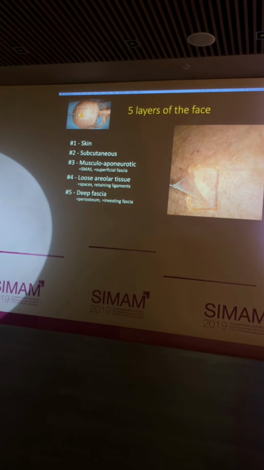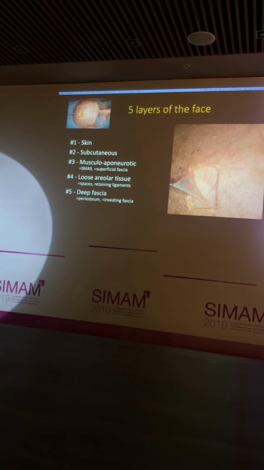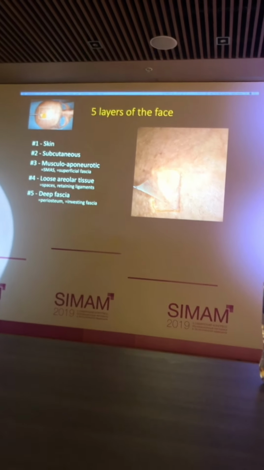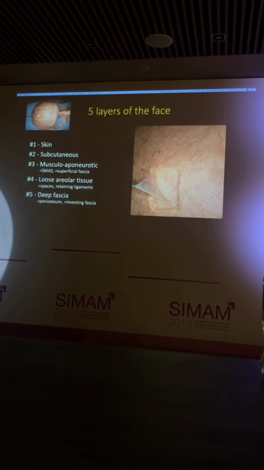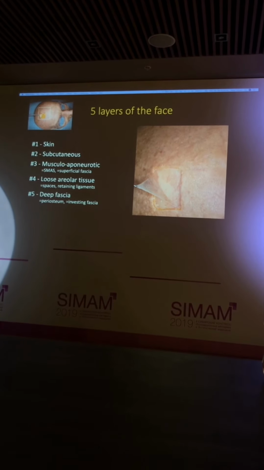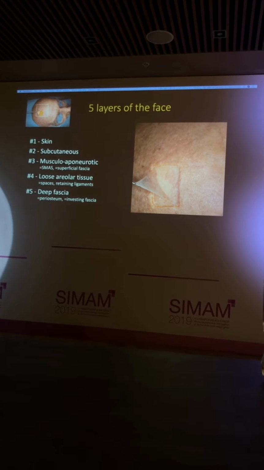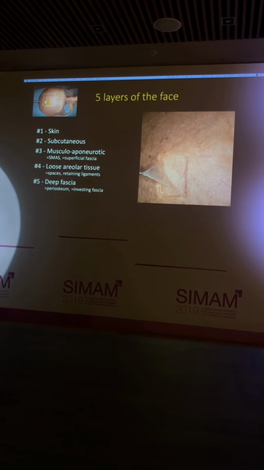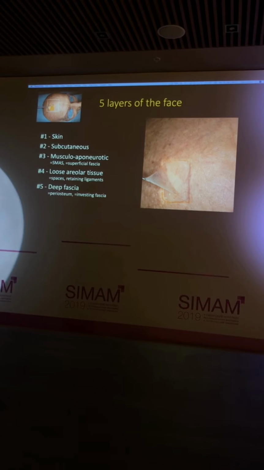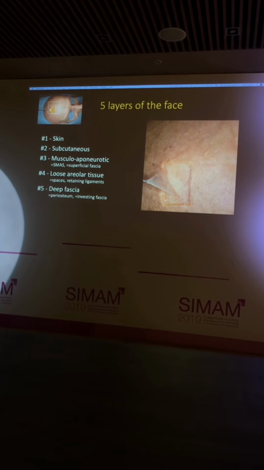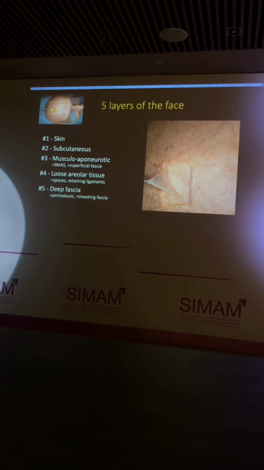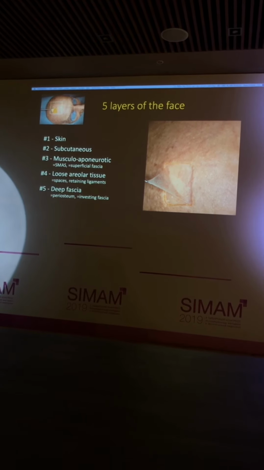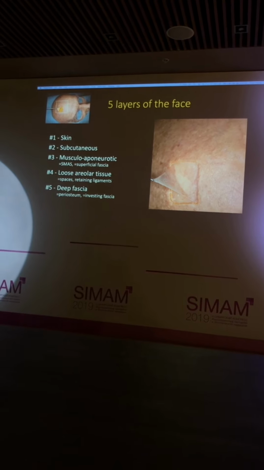And then the next layer is this loose areolar layer, and you see that it is almost transparent. That means this is a really thin layer, almost impossible to dissect, because its thickness is so small.